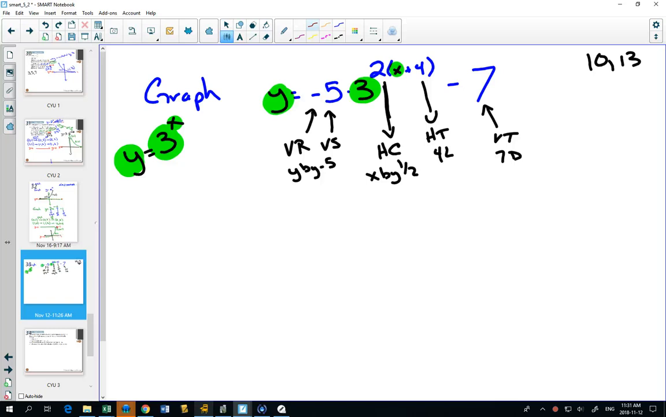Well, what are you going to have on 3 to the x? So on our original graph, we have 0, 1 and 1, 3, and our asymptote starts at y equals 0.